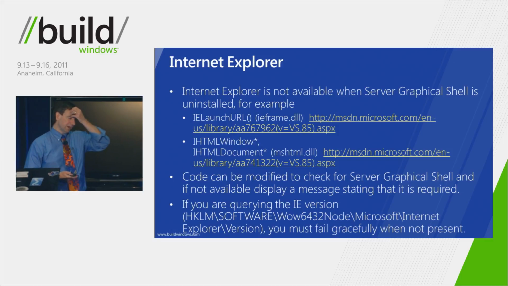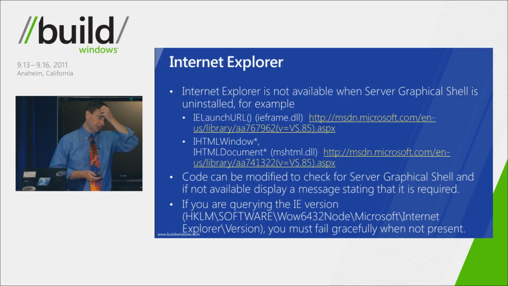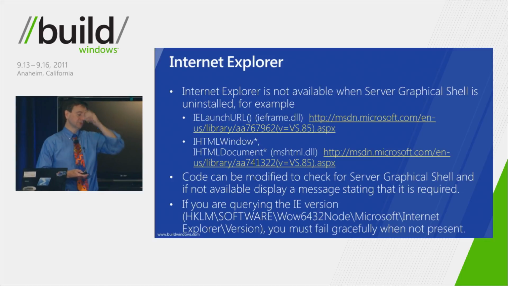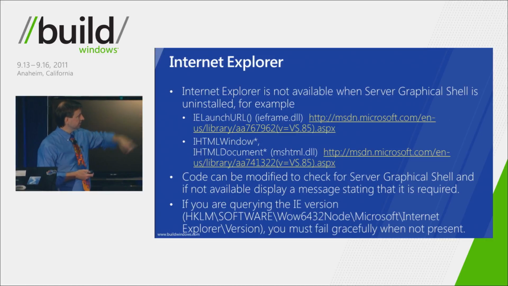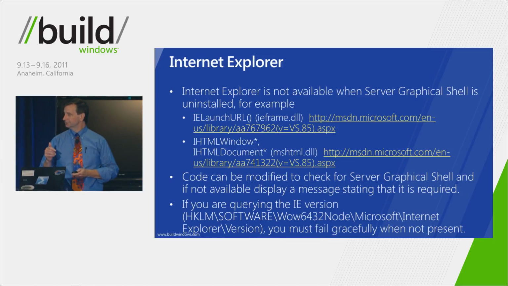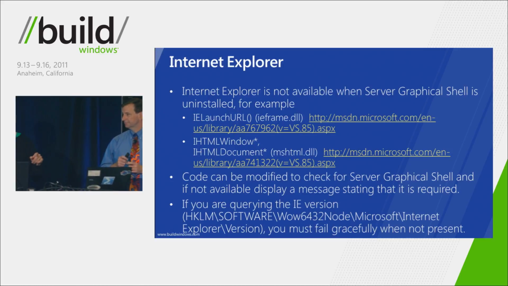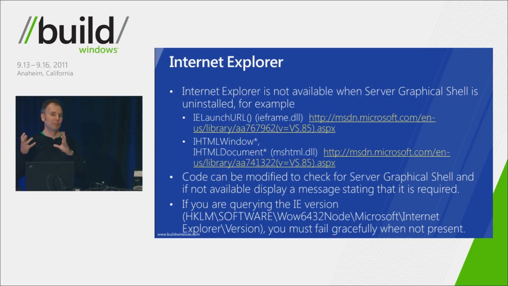Anyway, so when you take away the graphical server shell, IE is unavailable. So when you call this API, does it silently fail or return an error? Actually, these will likely return an error. And the first one, IE launch URL, is if you want to open something in a browser.